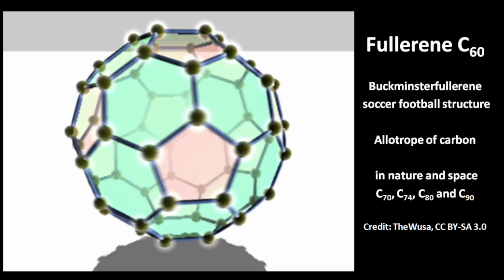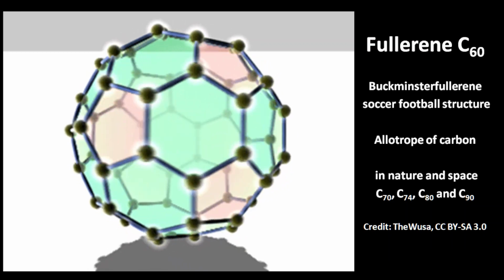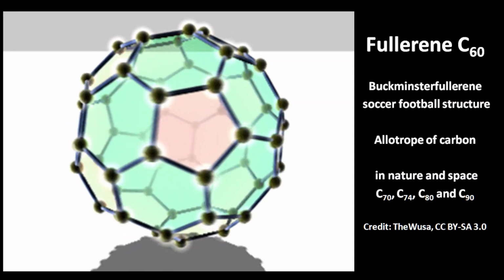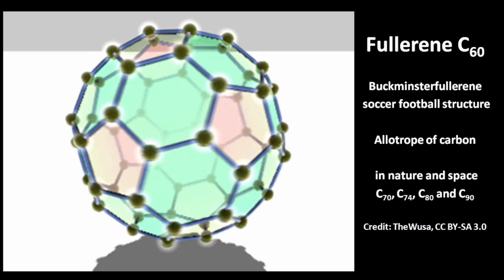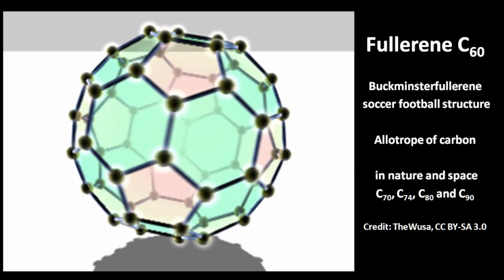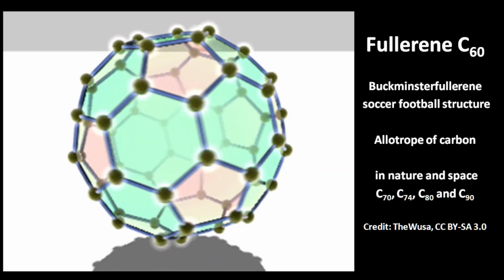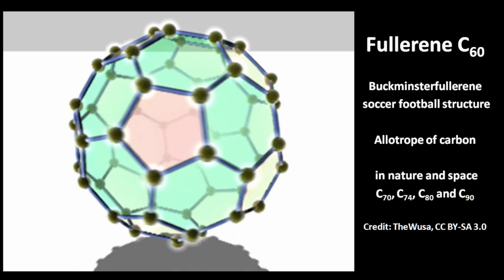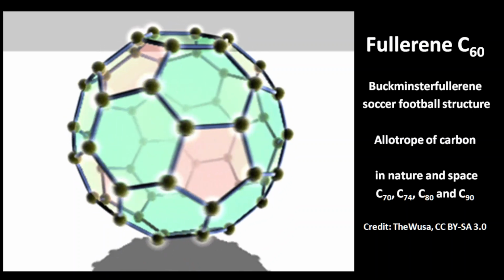The Buckminster fullerene C60 is the most known fullerene and an allotrope of carbon. It has the same structure as a soccer football. The pentagons with their bigger ring strain are isolated from each other by the hexagons. Fullerenes exist in nature and they were detected in space. Other known fullerenes are, for example, C70, C74, C80, and C90.